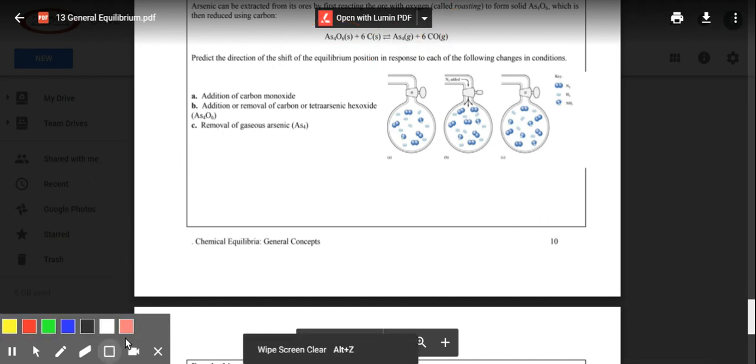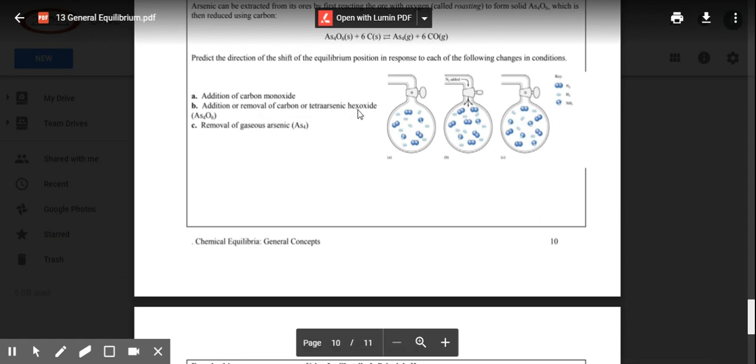Let's look at part B, addition or removal of tetra arsenic hexoxide. That's the As4O6. So if I add or remove that, if I look here, that is a solid. If I add or remove a pure solid or pure liquid, there's no effect. So there's not going to be an effect here.